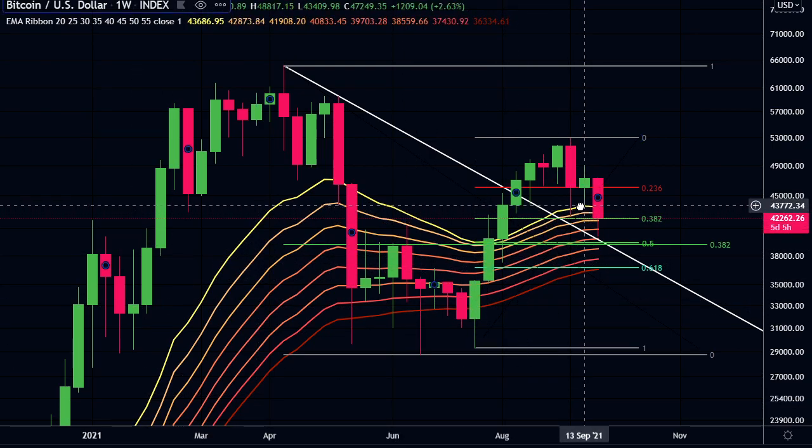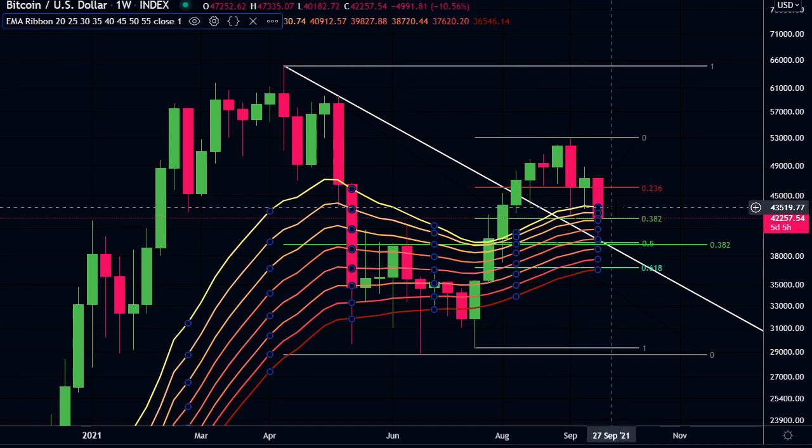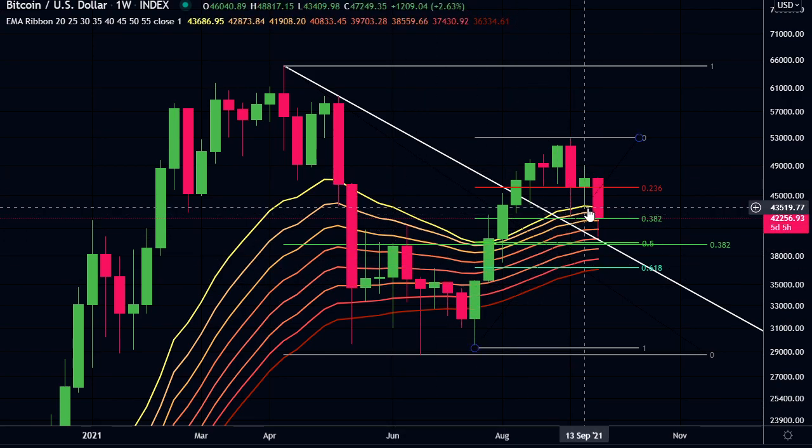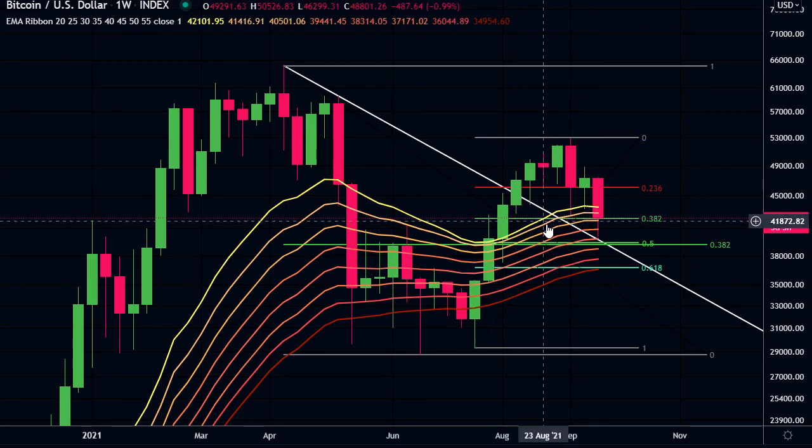I'd like to see the week close out. That's at around 43,500. And I do think this ribbon will act as support on the weekly.